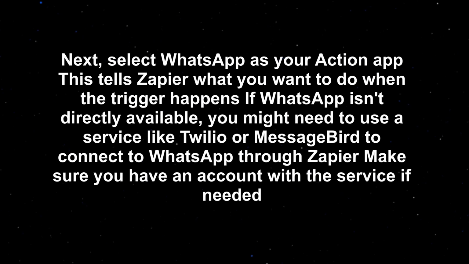Next, select WhatsApp as your action app. This tells Zapier what you want to do when the trigger happens. If WhatsApp isn't directly available, you might need to use a service like Twilio or MessageBird to connect to WhatsApp through Zapier. Make sure you have an account with the service if needed.